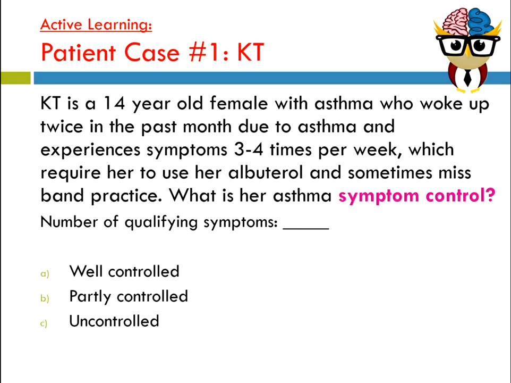Alright, so again, KT is a 14-year-old female with asthma who wakes up twice in the past month due to asthma and experiences symptoms 3 to 4 times per week, which require her to use her albuterol and sometimes miss sports practice. What is her symptom control? So now we don't have those questions and they can give us the check marks. So how many symptoms does she experience? 4. I'll give you 3 and a half. Well, if you pick 3 or 4, what answer would you get? Uncontrolled. Good. Does this make sense?